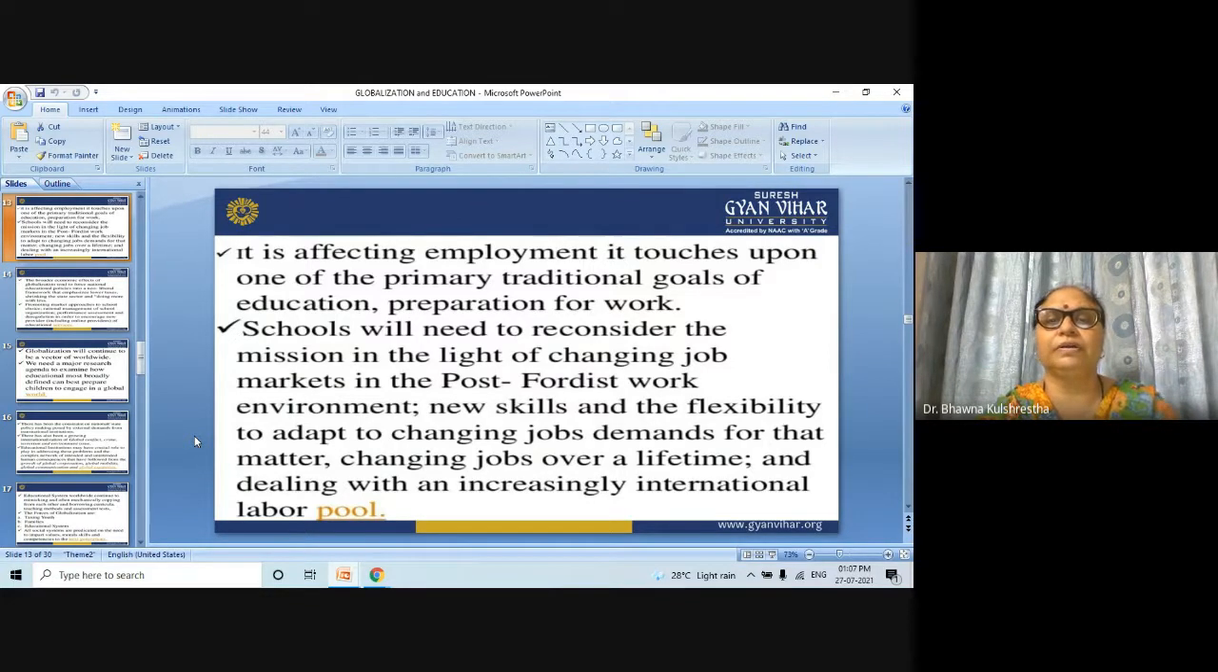preparation for work. Schools will need to reconsider their mission in the light of the changing job market in the post-Fordist work environment: new skills and the flexibility to adapt to changing job demands, for that matter, changing jobs over a lifetime and dealing with an increasingly international labor pool.